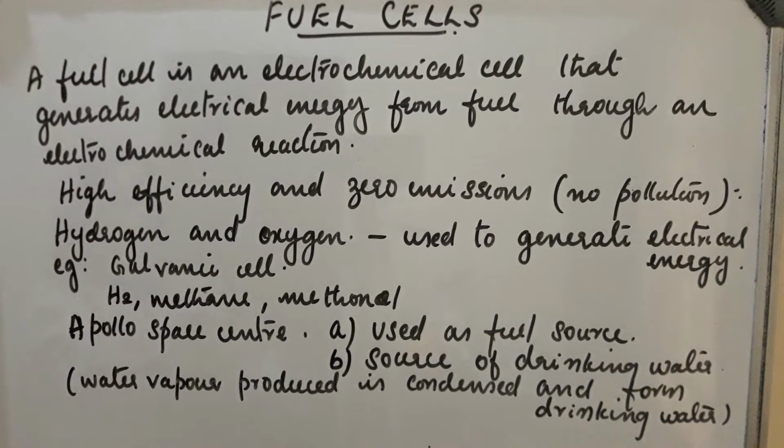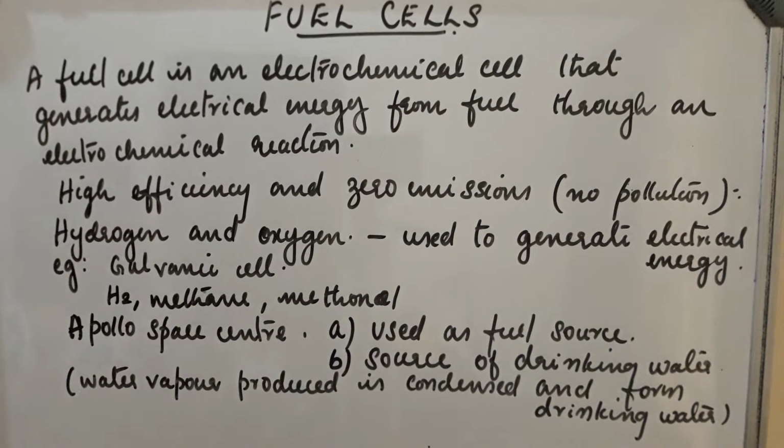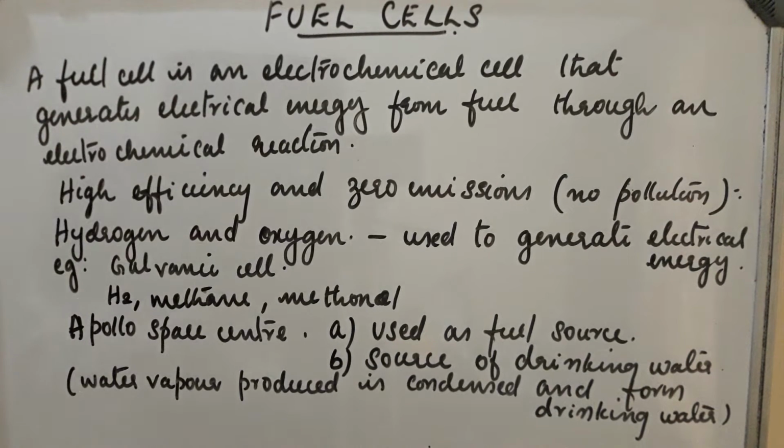So the example is the galvanic cell, where the reaction is taking place between hydrogen and oxygen, and during this process water vapor is produced. The water vapor produced in the cell can be condensed, which is fit for human consumption, or used as drinking water for astronauts. Next is the working of the cell, how it works.